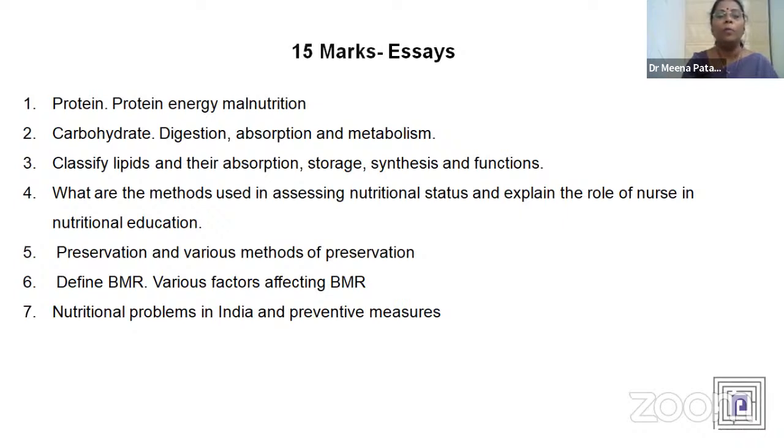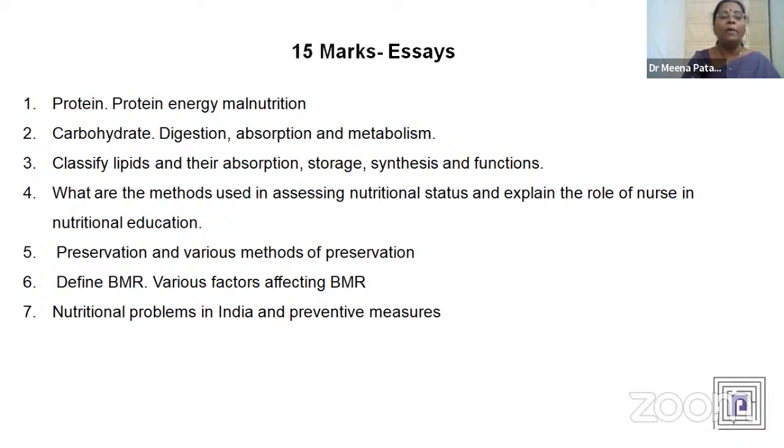So when you talk about protein and protein energy malnutrition, you need to talk about what proteins are, what their role is, what the classification is, and what the daily requirement of protein is. Then in the next para, you start with protein energy malnutrition: the definition, the classification, and details of each kind of syndrome. Then management of protein energy malnutrition, you need to write a lot about it, and the role of a nurse also you need to mention.